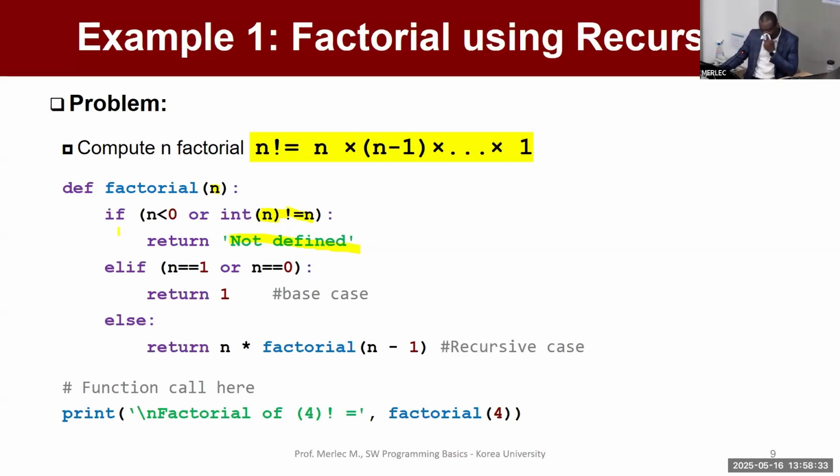But else, if n is equal to 1 or n is equal to 0, this will be the base case, so we have to exit the function. In the other case, we go to the recursive case, where we multiply n with the factorial of n minus 1, again and again, until we reach the base case. So this is the implementation of the factorial recursive function in Python. Here is Anaconda.